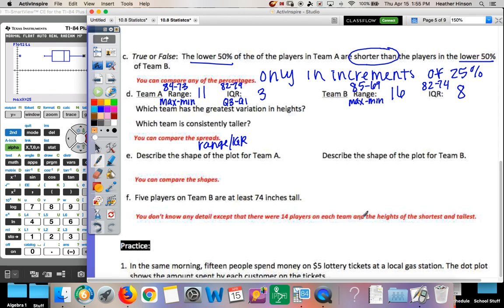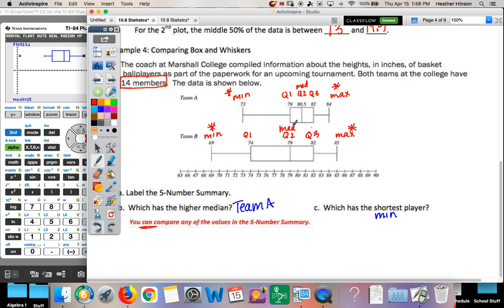So which team has a greater variation? Which numbers are spread out more, which means they have a higher range or higher interquartile range? Definitely B. Those were 16 and 8, where A was only 11 and 3. So those are more consistent. So Team B is more varied. They have a greater variation. They're spread out more. And you can see that from the actual plot. This one is a lot bigger than this little bitty plot right here. So they're spread out a lot more.